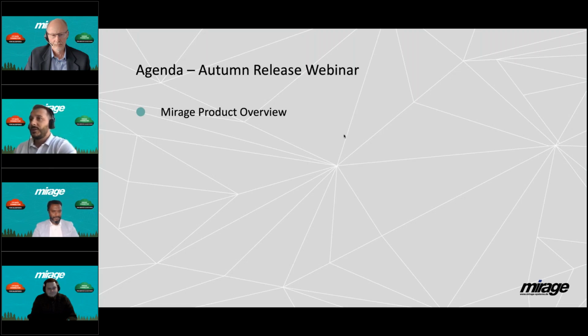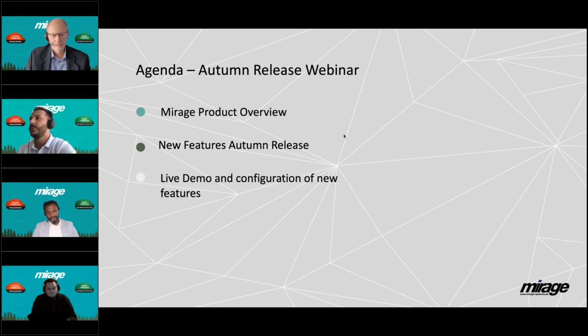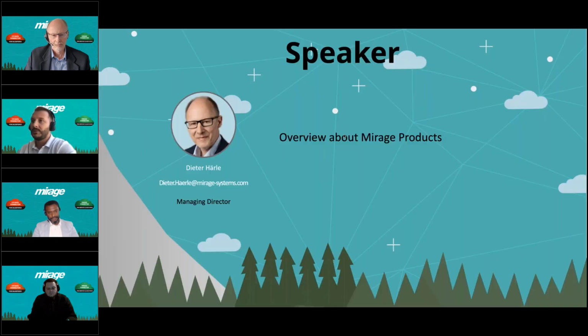Let's start with the agenda for today. We will begin with a product overview of what we provide with Salesforce. After that, we will present all the new features in this autumn release, and then we will have a live demonstration of the new features. After that, we will give you a quick overview of our new product and features which are coming soon. And for today, we have also prepared a poll, and more information about the poll comes in a later part of this webinar. And we will end this webinar as usual with a Q&A session.